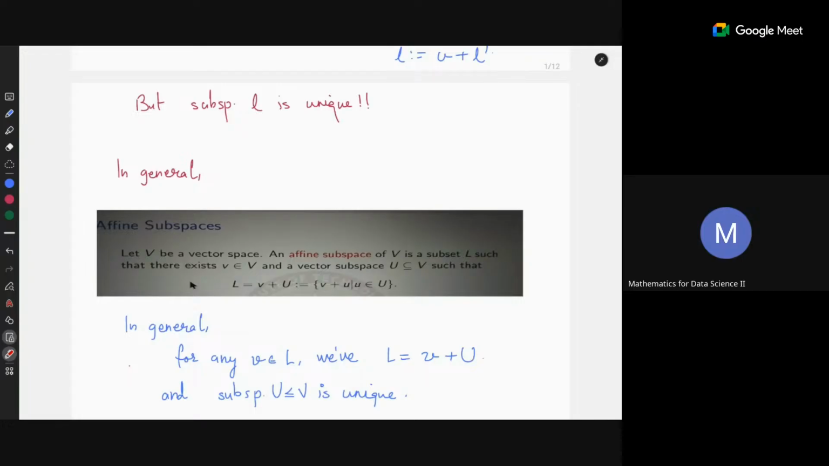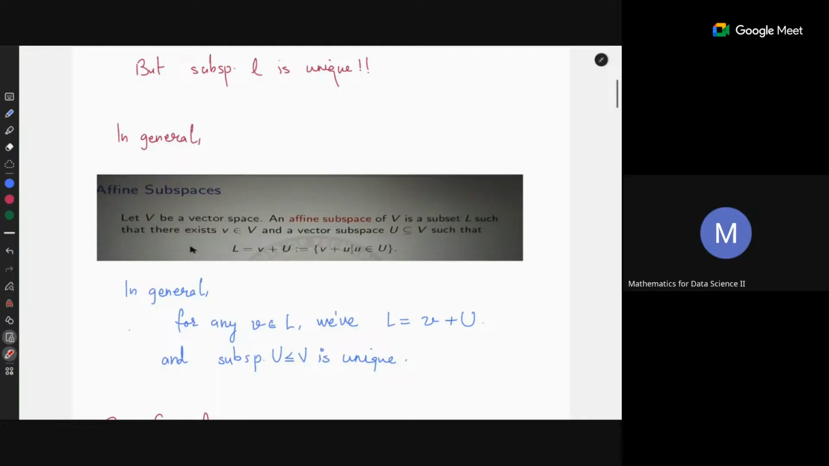The example that I started with was in R2, but in generality you can define affine subspaces as well. You can take a subspace and a vector and define this set, and it will correspond to some affine subspace. Or if you start with any affine subspace, you will be able to find a vector subspace and a vector v such that you can express your subset in terms of these. All right, it works both ways.